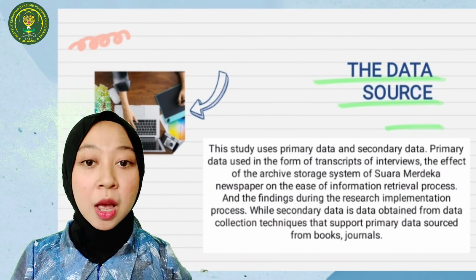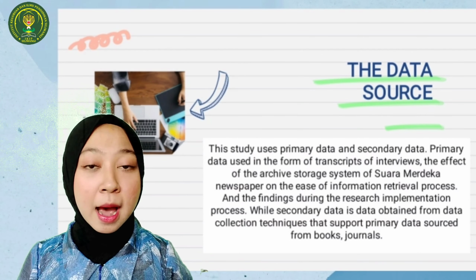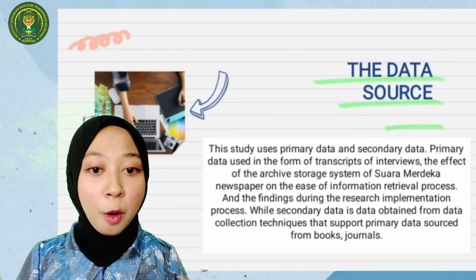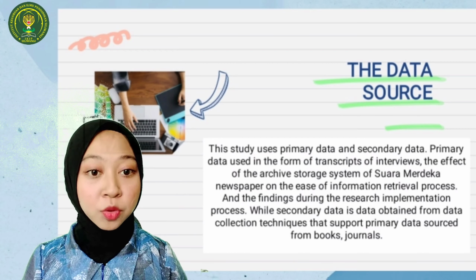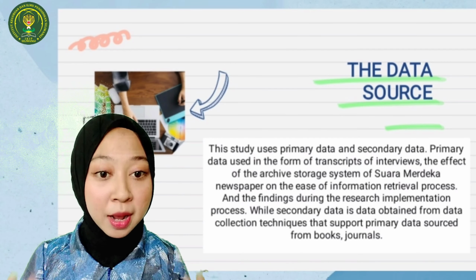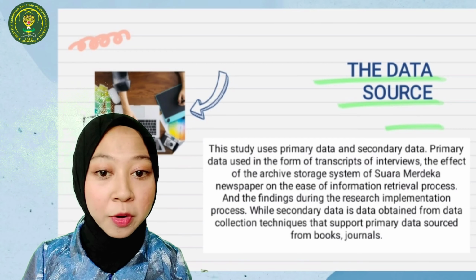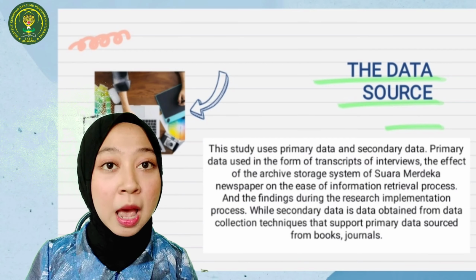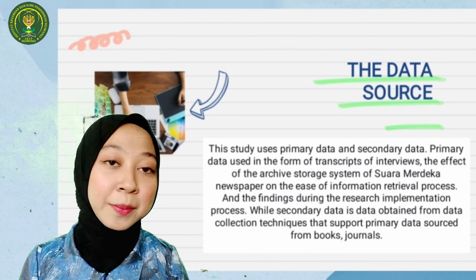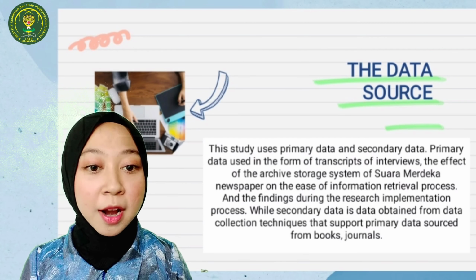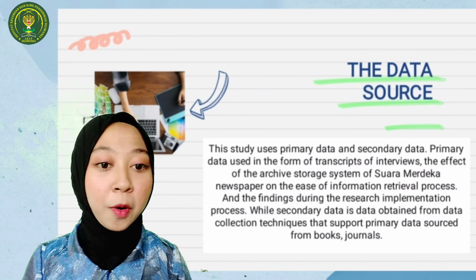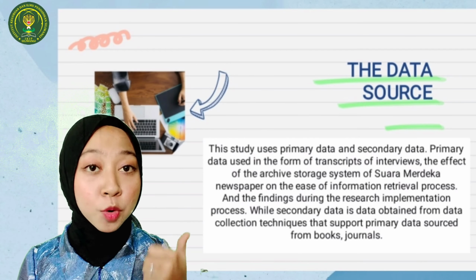The data search. This study uses primary data and secondary data. Primary data used in the form of transcript of interviews, the effect of the archive storage system of Suara Merdeka newspaper on the use of information retrieval process, and the findings during the research implementation process. While secondary data is data obtained from data collection techniques that support primary data search from books, journal.